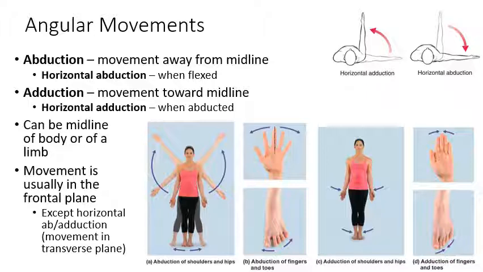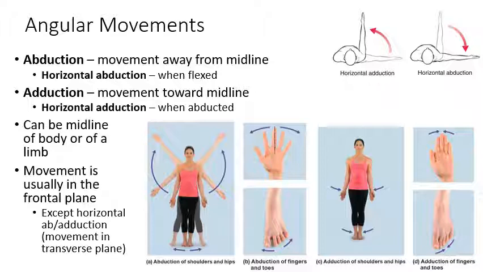But then you also have special types of abduction and adduction, which are called horizontal abduction and horizontal adduction, which is basically movement away from the midline for horizontal abduction or toward the midline for horizontal adduction, but occurring in the transverse plane. So the transverse plane divides your body into an upper half and a bottom half, or into a superior half and an inferior half. So basically, any time that you're moving a body part in a way that's parallel with the ground, then you're moving in the transverse plane.